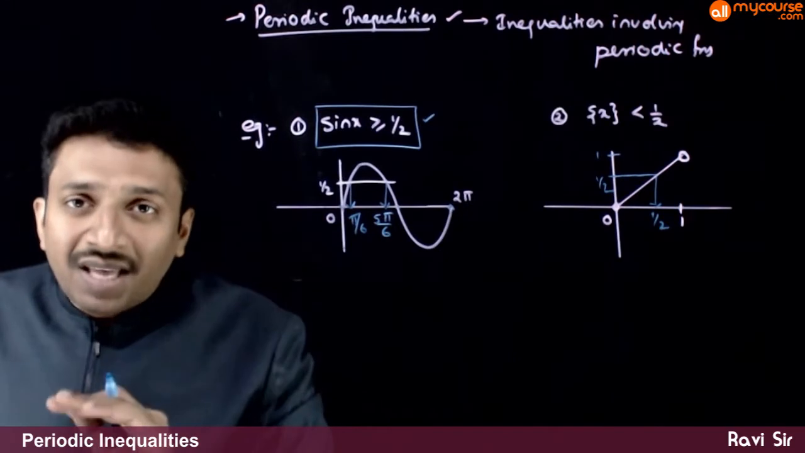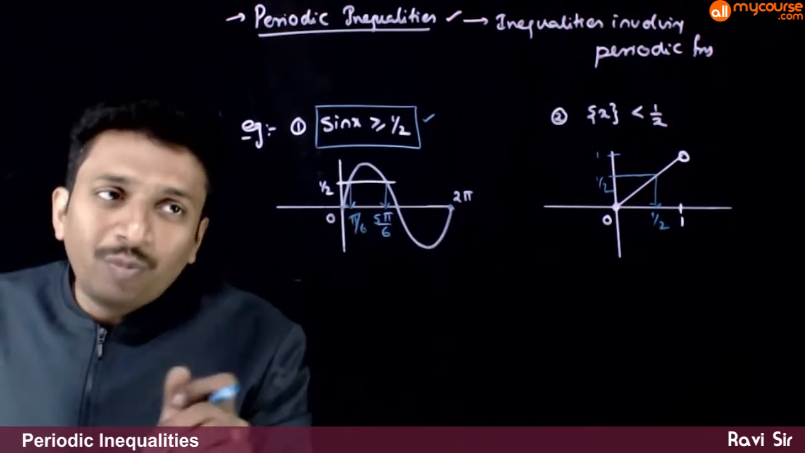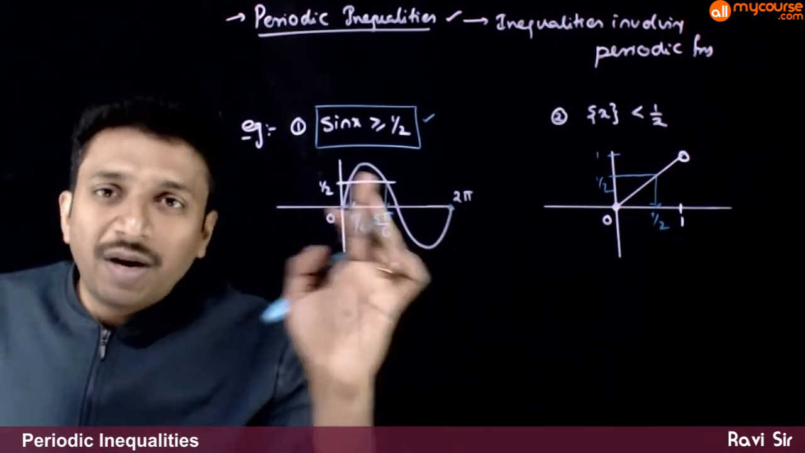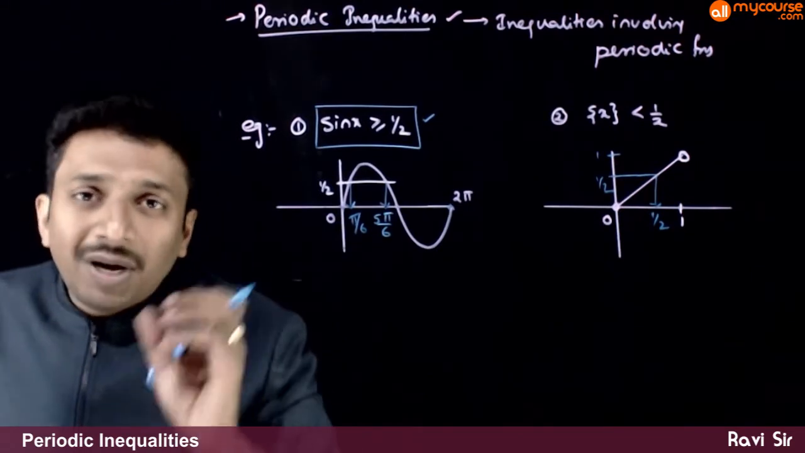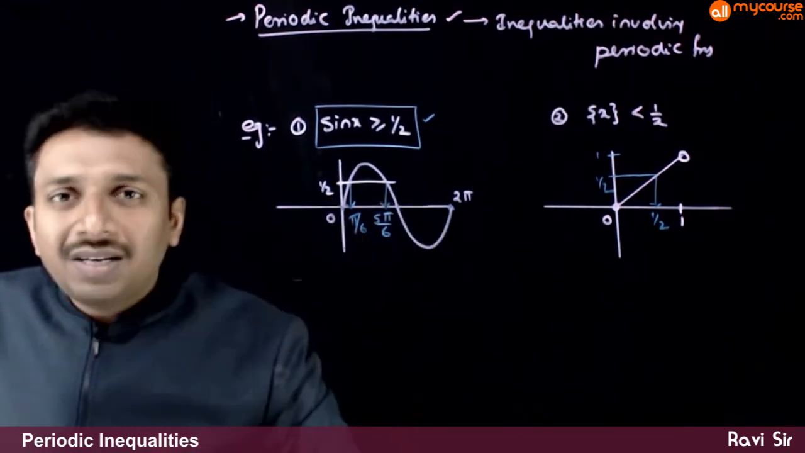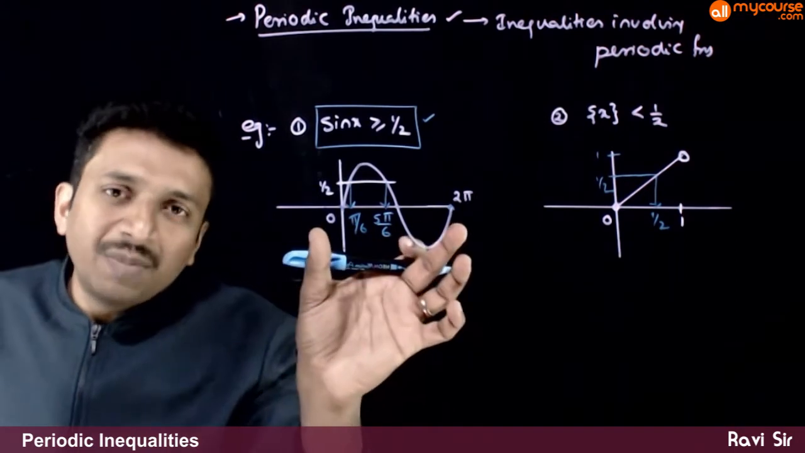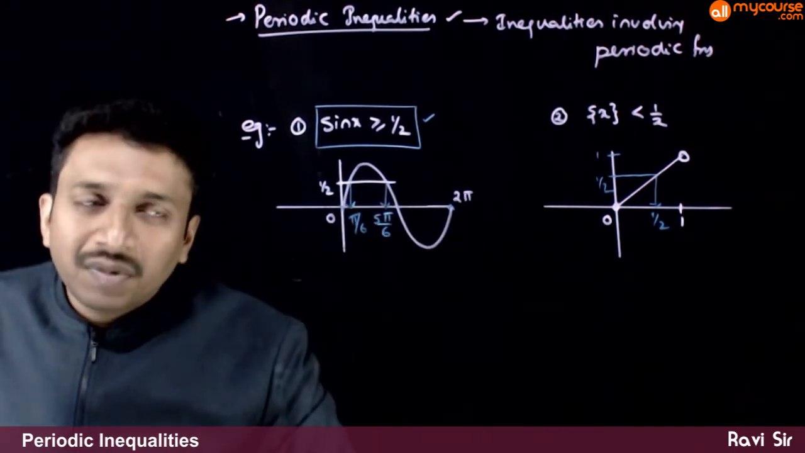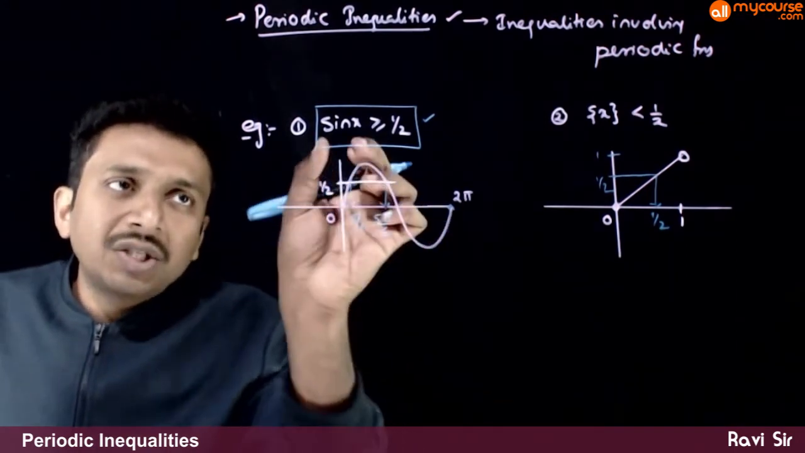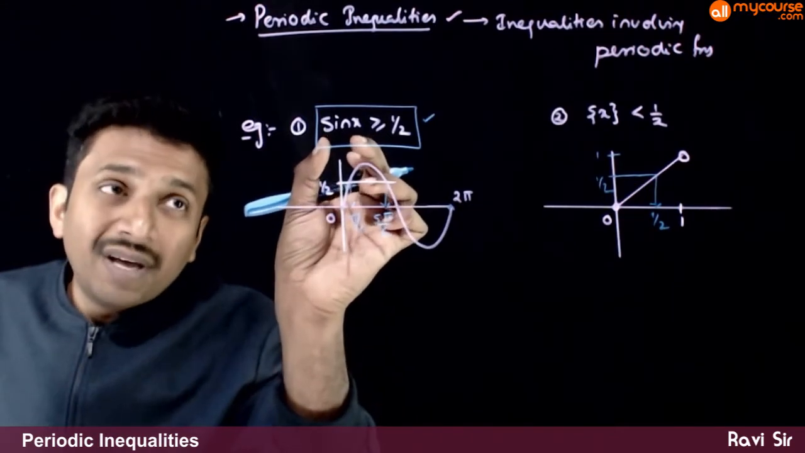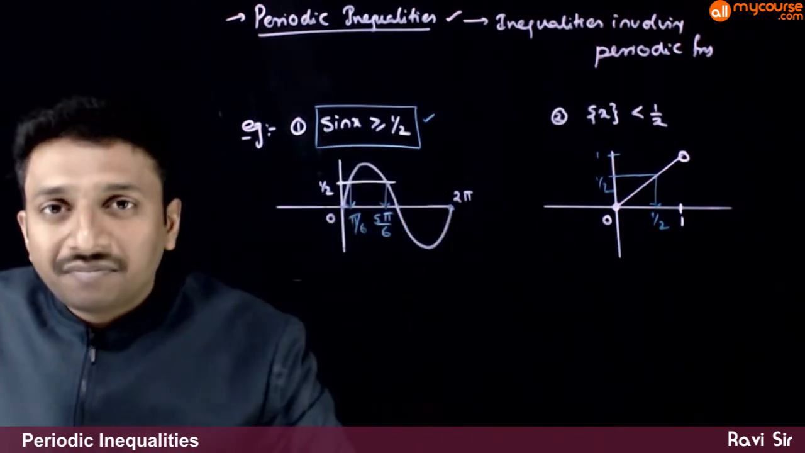You can take any of the cycles. It's not that you have to take only 0 to 2 pi. If you want, you can take from minus pi to pi also. But you need to take one complete cycle. So for convenience, let me take 0 to 2 pi. So within this cycle, let us see where sin x is greater than or equal to half.